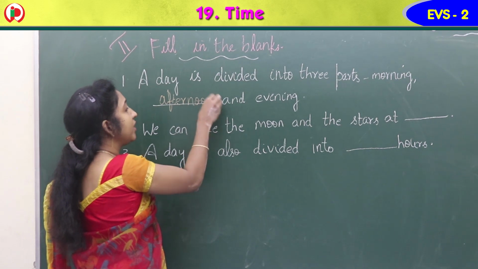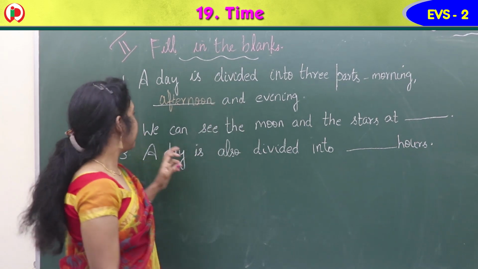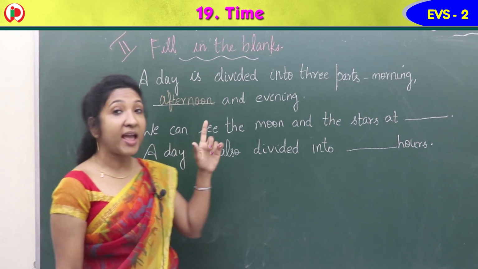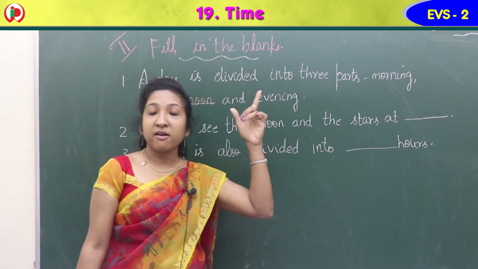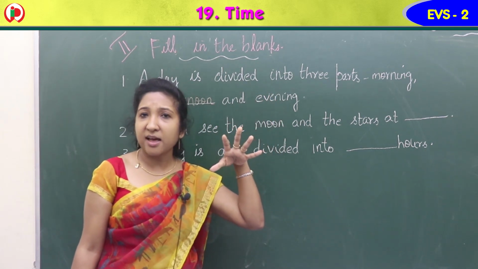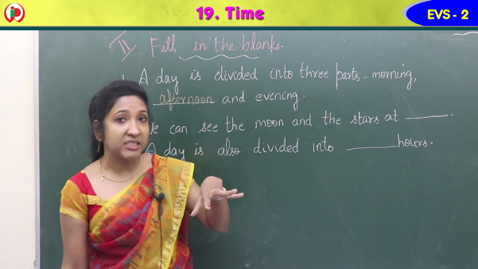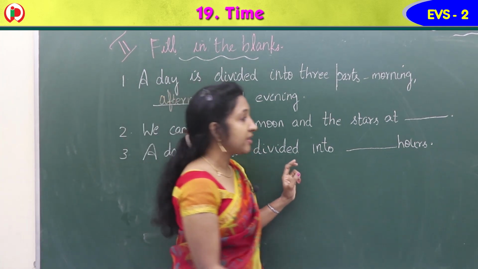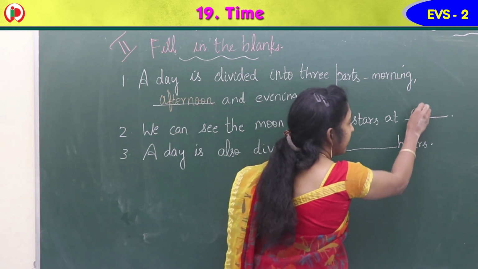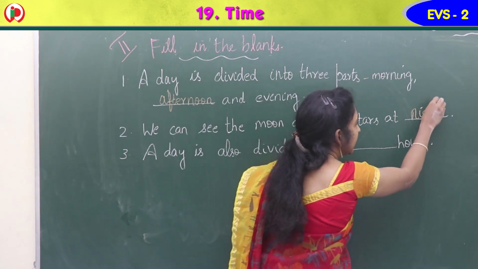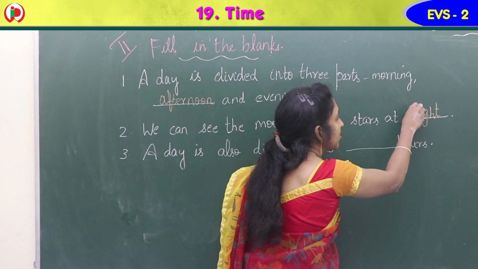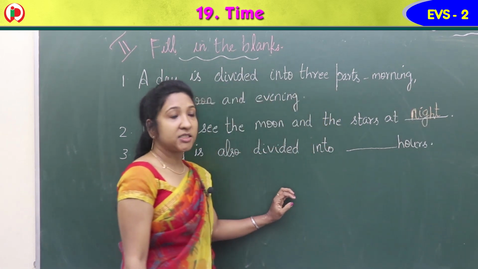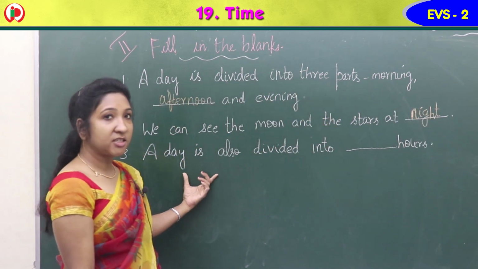Afternoon and evening. Second, we can see the moon and the stars at what time? In the daytime or the night time? At night. So we can see the moon and the stars at night. N-I-G-H-T, night.